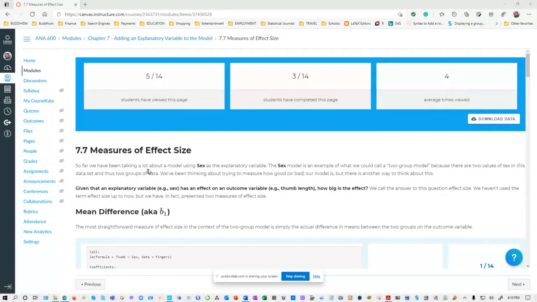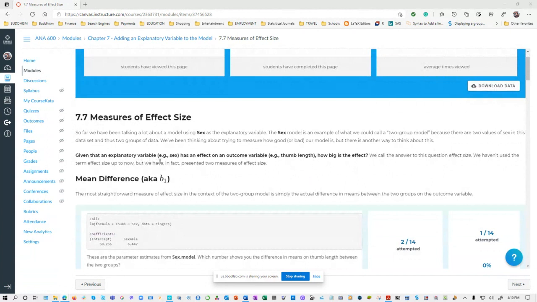So far we have been talking a lot about the model using sex as the explanatory variable. The sex model is an example of what we could call a two-group model. It can be called a two-group model, or sex model, or categorical model, because there are two values of sex in this data set and thus two groups of data. We've been thinking about trying to measure how good or bad our model is, but there's another way to think about this. Given that the explanatory variable x has an effect on an outcome variable, the thumb length, how big is this effect? We call the answer to this question effect size.